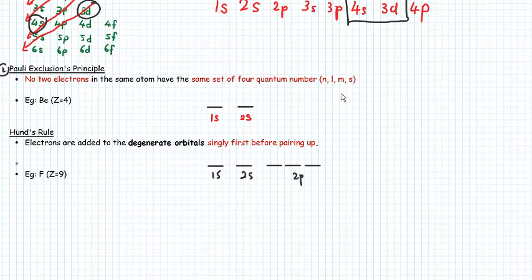Different sets of quantum numbers means that among these four numbers, at least one of the numbers will be different. For example, if I have 1, 0, 0, positive half, then another electron cannot have the same set of numbers. So at least the spin will be different: 1, 0, 0, negative half. So make sure every single electron has a different set of quantum numbers. In other simple words, each electron gets one pack of nasi lemak, so they have their own set of quantum numbers.